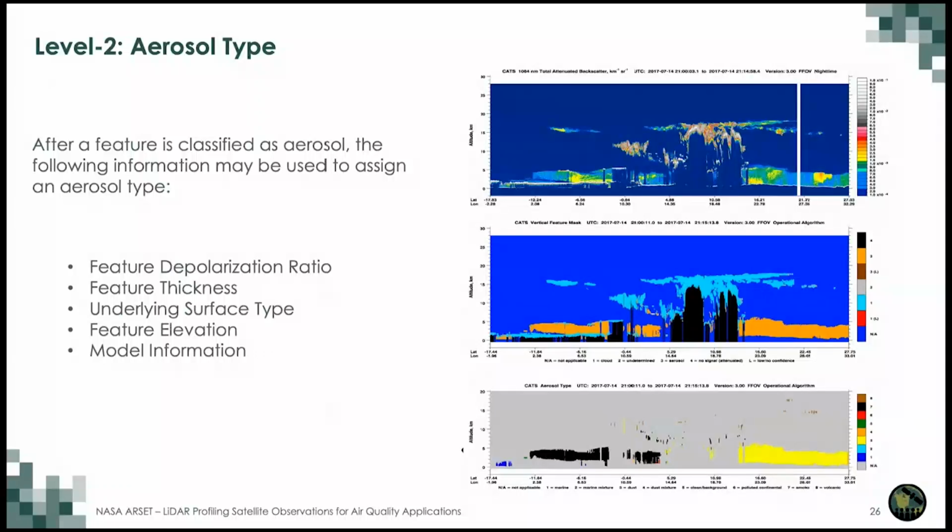And so similar to the cloud phase map, here's a different case from CATS. We have CATS 1064 nanometers, level 1, total attenuated backscatter. Here's the feature mask, and then here's the aerosol type. And similarly, you see these light cyan colors, which are clouds, are not showing up in the feature type. And so I'm not showing it here, but this thick yellow plume is dust. This black is smoke. Here we most likely relied on the depolarization ratio information to help with that choice in the aerosol typing algorithm.